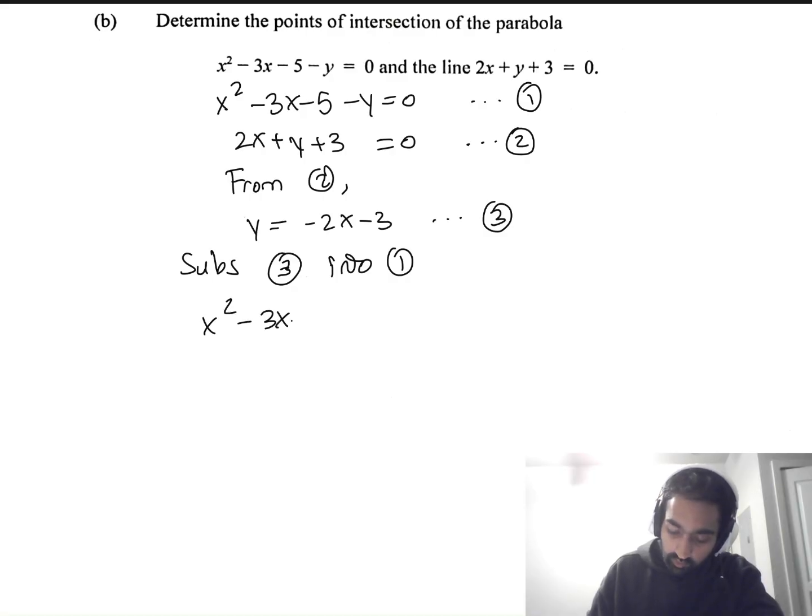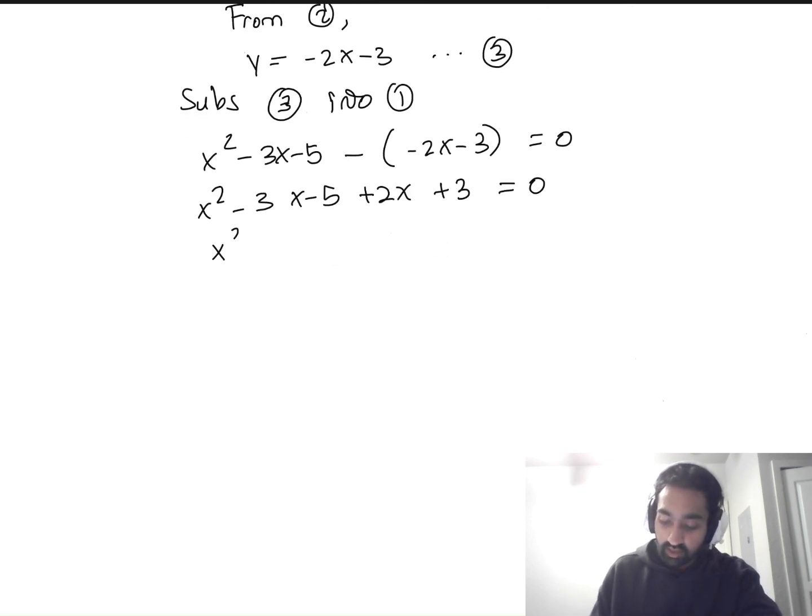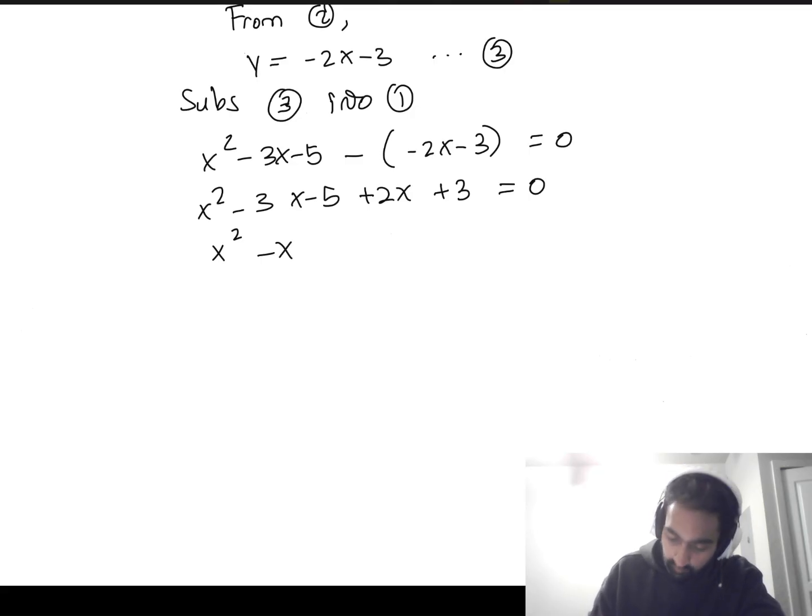So then that's x squared minus 3x minus 5 minus, and now y is minus 2x minus 3, equals 0. So then x squared minus 3x minus 5 minus distributes now, so it'll be plus 2x and then plus 3 equals 0. And now let's collect the like terms. So the x will be minus 1x, and then the constant term will just be minus 2.